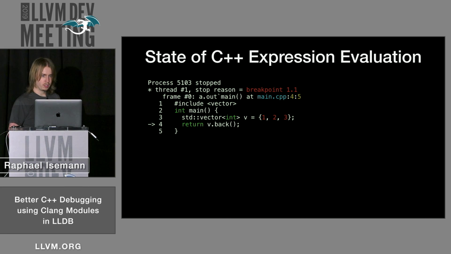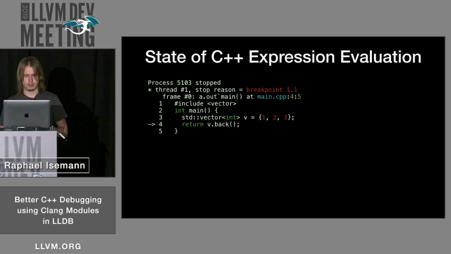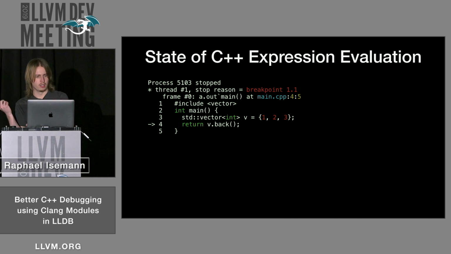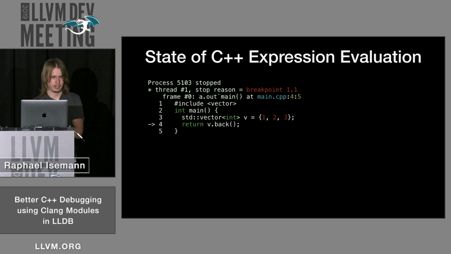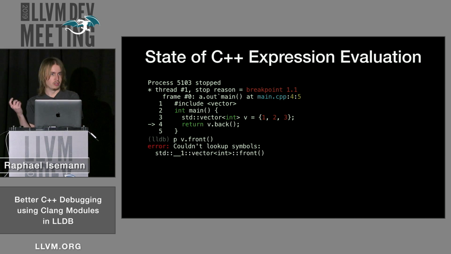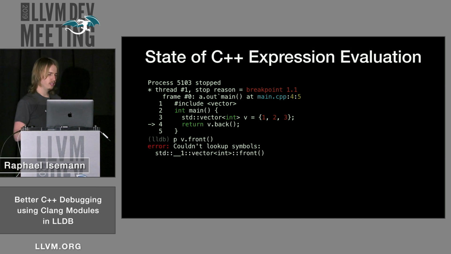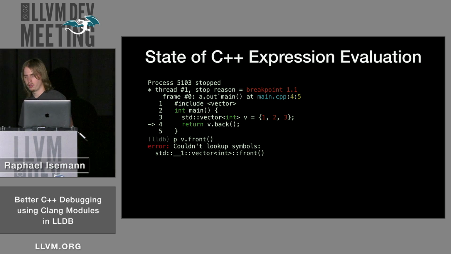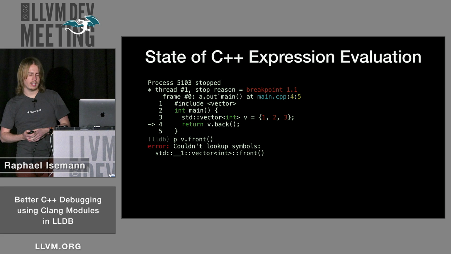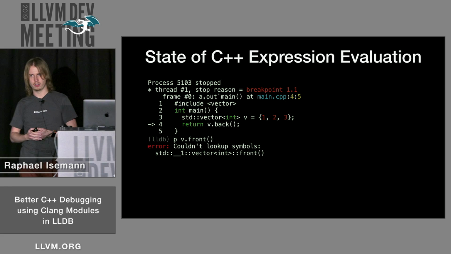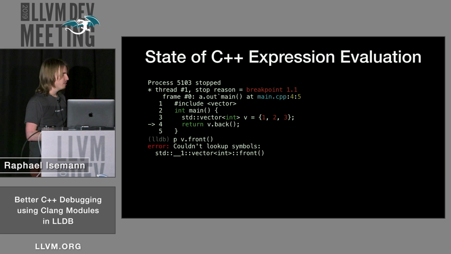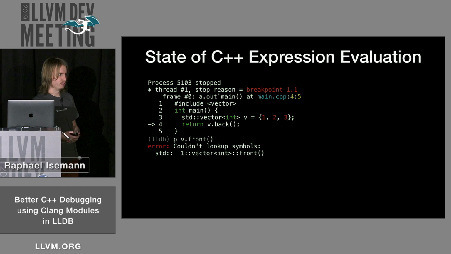So let's say we are interested in the first value in our vector. What we do is we evaluate an expression that would return the first element. So we would evaluate v.front, and what we get is, instead of the value, an error about some symbol that seems to be related to the front method missing. And because of this, LLDB is not able to evaluate our expression. All right, it's not clear what's going on, but apparently we're unable to inspect the vector this way.